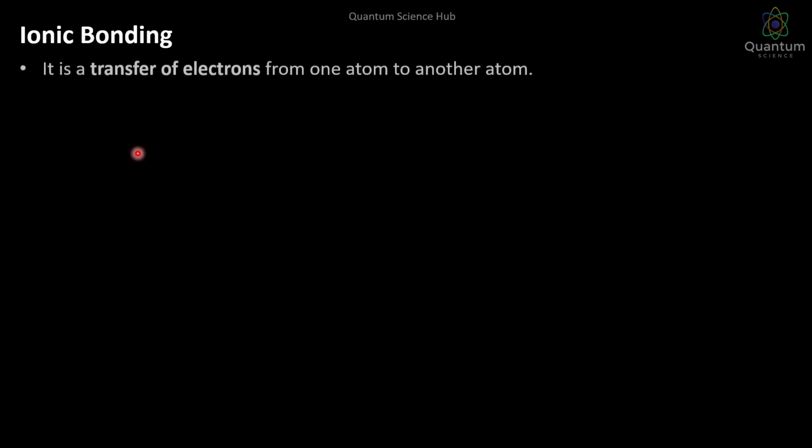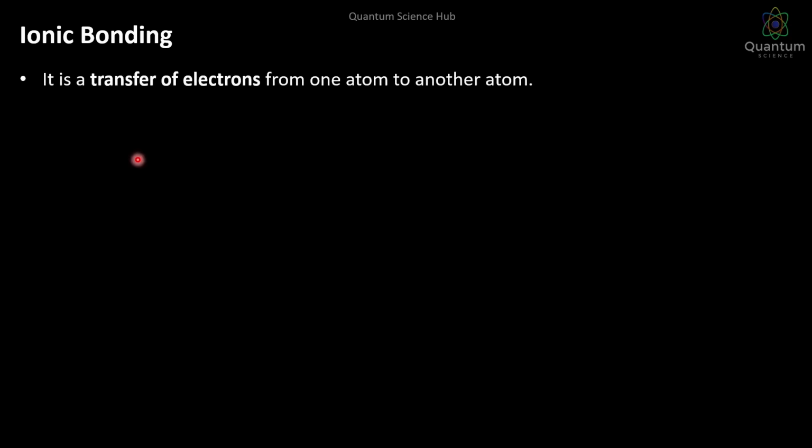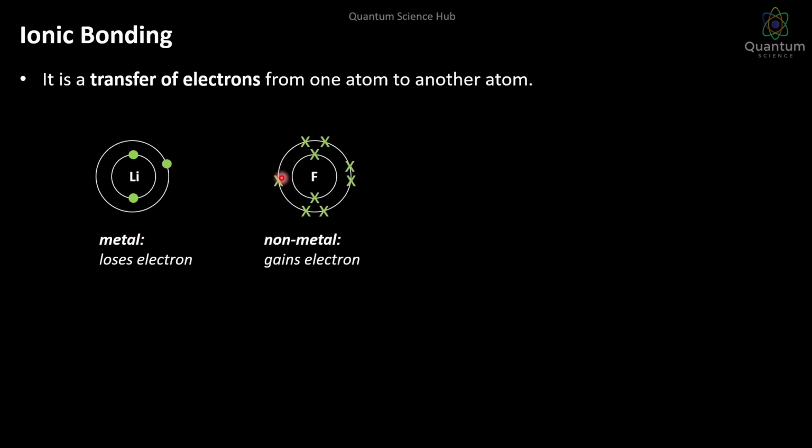So ionic bonding is a transfer of electrons from one atom to another atom. Okay, let's see in this example, I have lithium. As we know, the atomic number of lithium is 3, right? So the electronic configuration is 2 in the first shell and 1 in the second shell, right? So the metal will lose an electron, okay? It will bond with a non-metal, in this case fluorine. So for fluorine, the valence electron is 7, right? So it is a transfer of electrons from lithium to fluorine. And this is what we call ionic bonding. So this is the formation of ionic bonding.